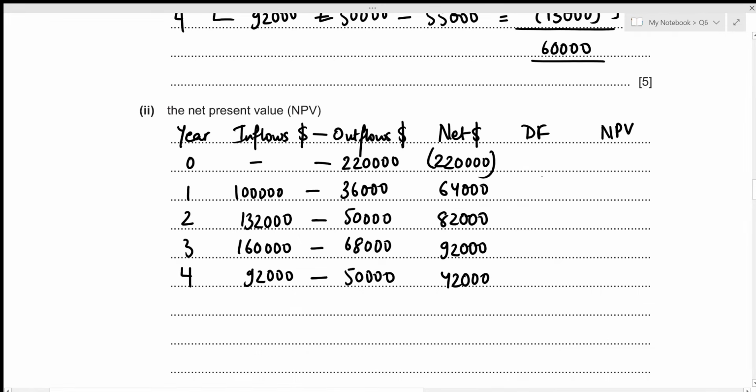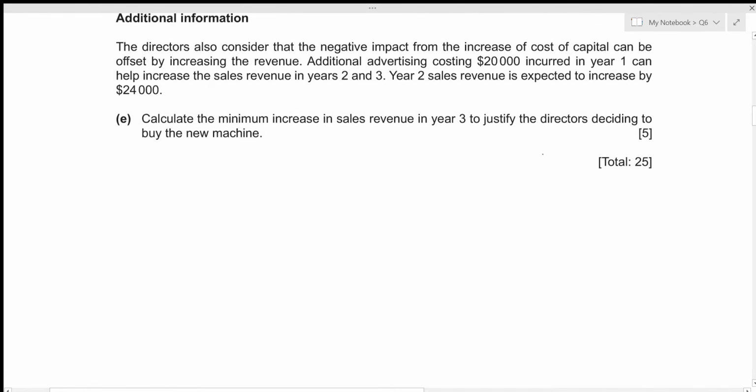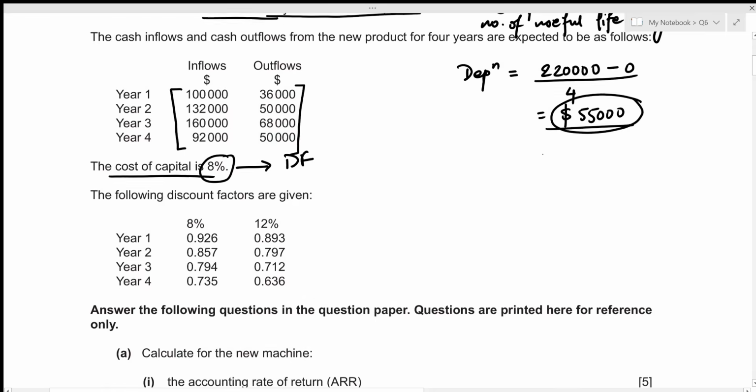Now we just need to list our discounting factor for the cost of capital. Let's have a look above. We are given our cost of capital to be 8,000, so the discounting factor we use is going to be of this column. For year 1, that's 0.926. For year 2, that's 0.857. For year 3, that's 0.794. And for year 4, that's 0.735.